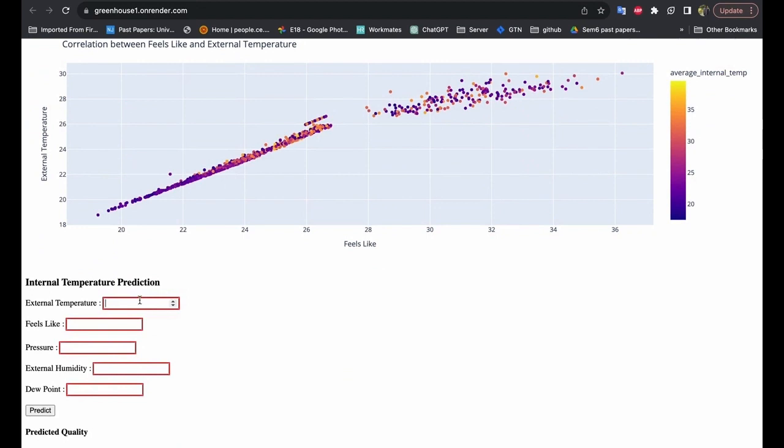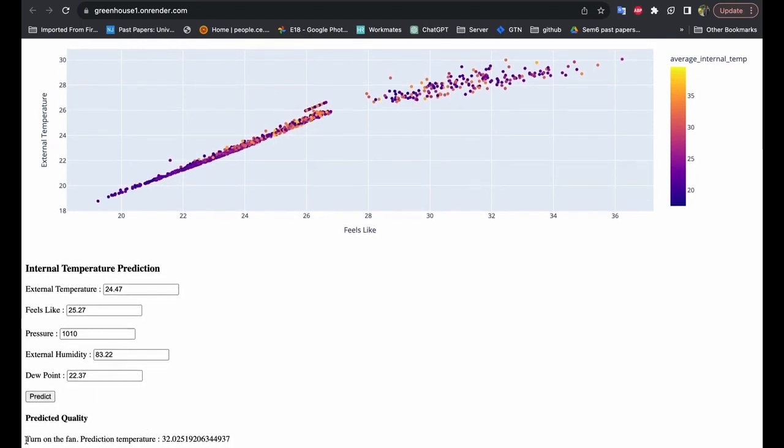Now, using the input parameters, I am going to decide whether to switch the fan on or off. For that, I am going to input external temperature, feels like, pressure, external humidity, and dew point. This will predict the internal temperature of the greenhouse. Based on it, we would decide whether to turn on or turn off the fan. As you can see, the predicted temperature is 32 degrees Celsius. Therefore, the fan will turn on. The turn on command will be sent using MQTT, and the fan will be turned on inside the greenhouse.